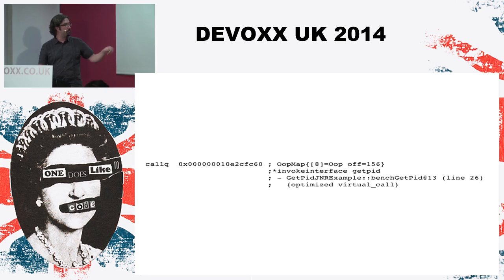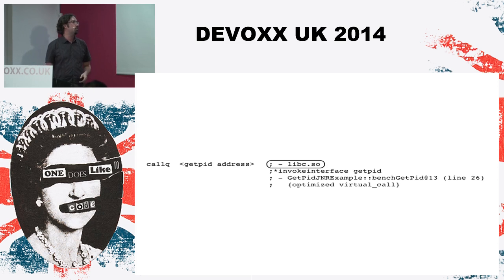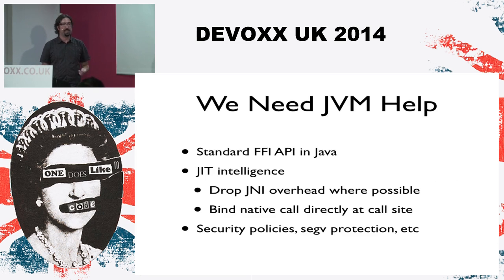Now, what we really want this to look like when we actually see the native call happening is something more like this. We want our getPID call from the Java side to basically compile and optimize as if we'd written it as C code. Bind it directly to the libc library or whatever library you're calling and go straight in. And this is actually possible. This is actually where we're going to start going. The way we're going to get there is by getting some JVM help to do this stuff.